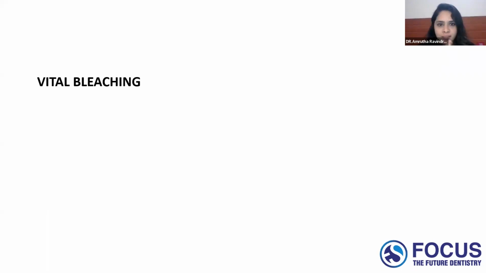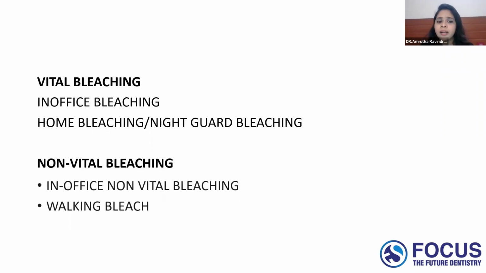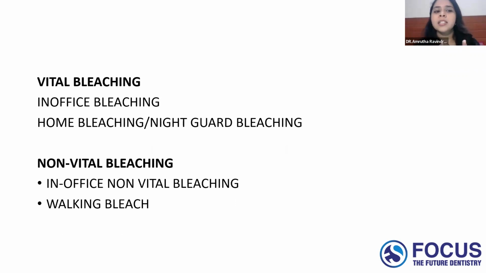Now let's move on to the different bleaching techniques. Okay, so we have dealt with the causes of discoloration and the different bleaching agents used. Now we have vital bleaching and non-vital bleaching. So what is non-vital and vital bleaching? Vital bleaching means the bleaching which we are doing for vital teeth, that is normal teeth which are not necrotized. Then you have the non-vital bleaching. Non-vital bleaching is primarily indicated for necrotized teeth, which have been root canal treated.